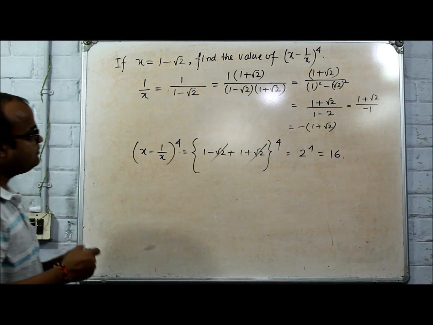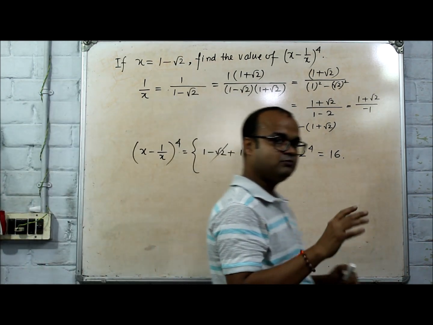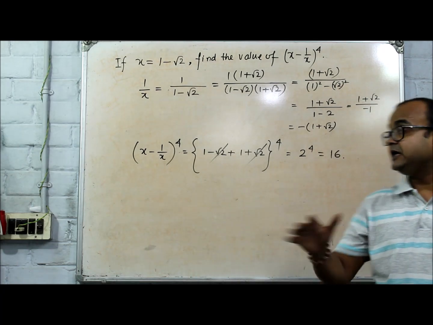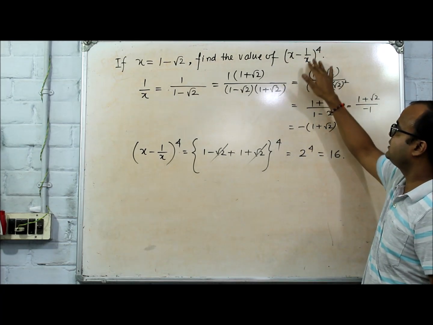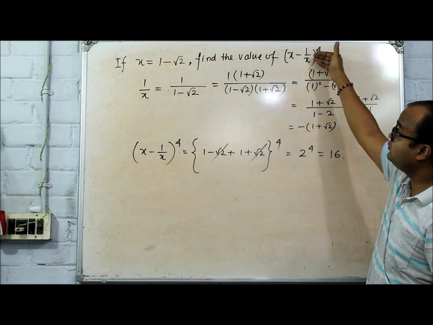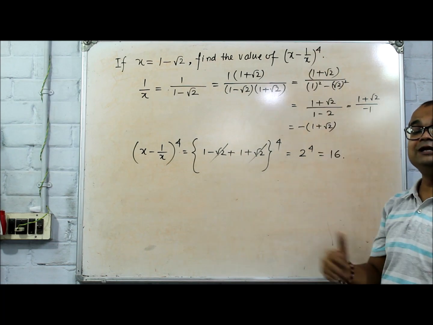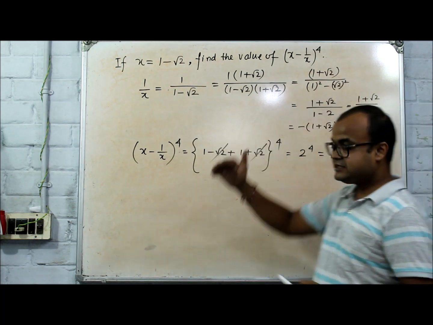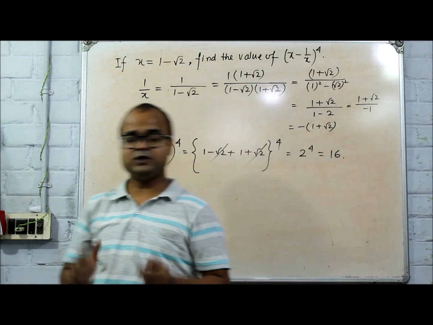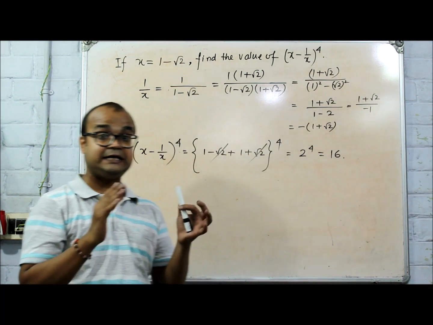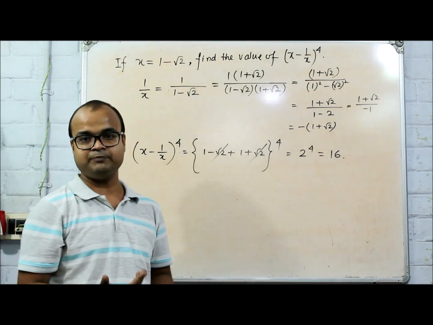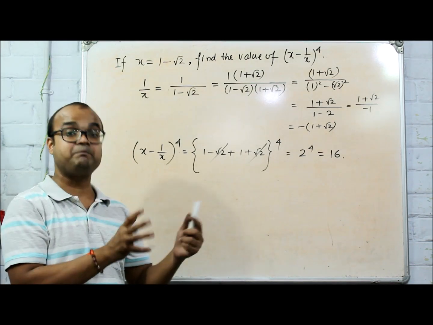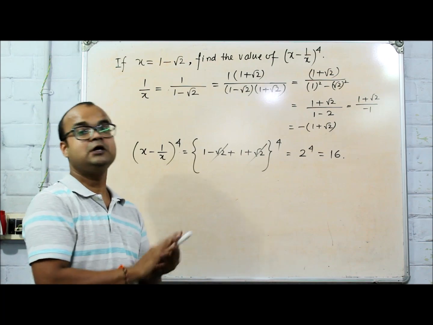Clear? So whenever in this kind of problem, x is given and an expression like x minus 1 by x to the power 4 is given, if you substitute directly, you will land yourself into trouble. So better, when x is given, find out 1 by x, because this is the chapter that deals with the rationalization of denominator. So you need to apply that concept in your application.